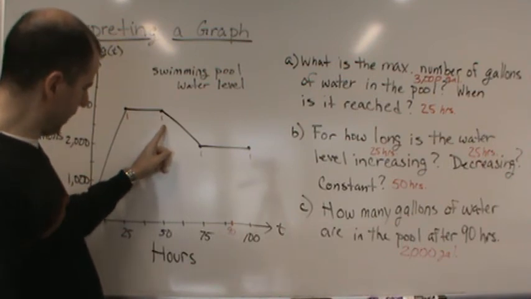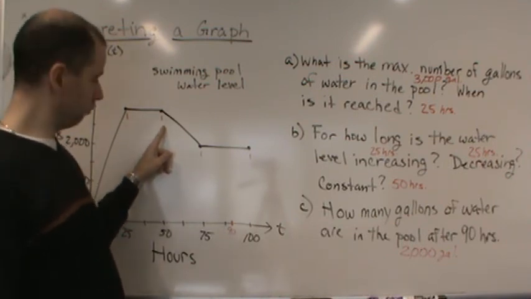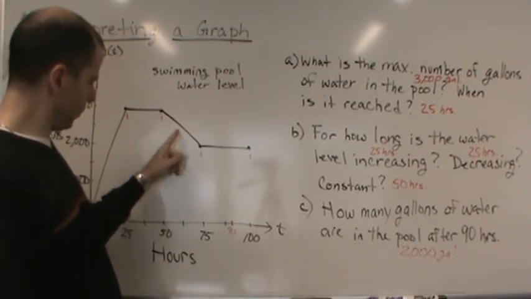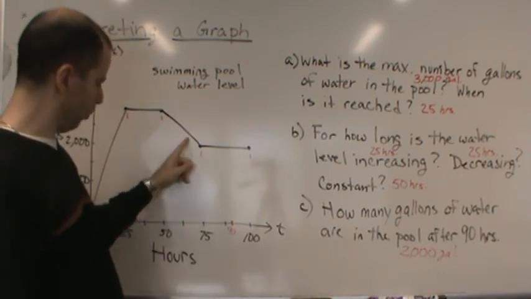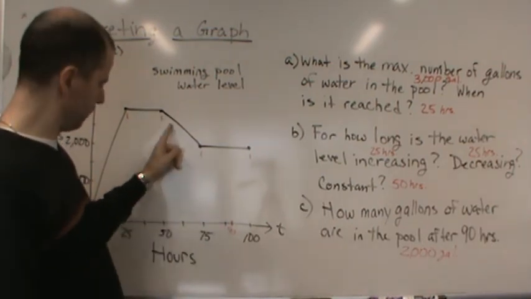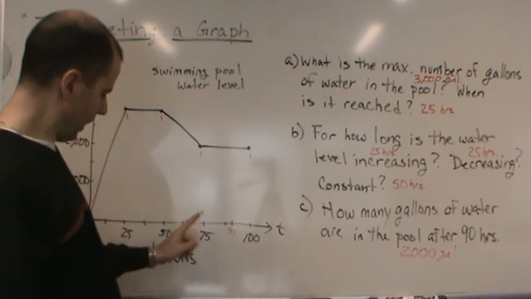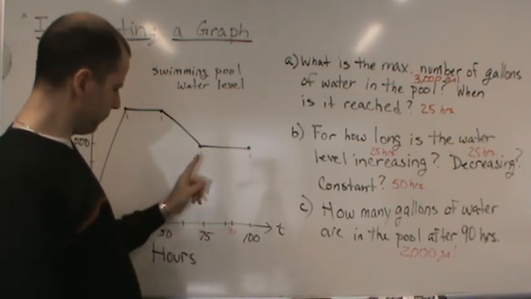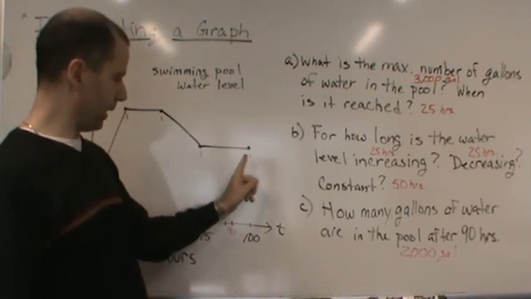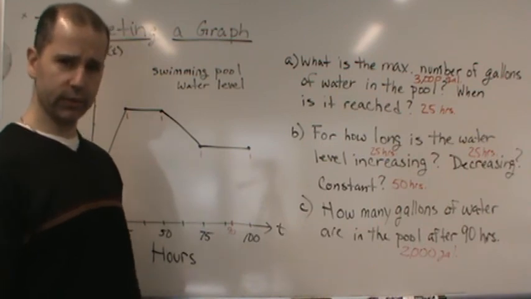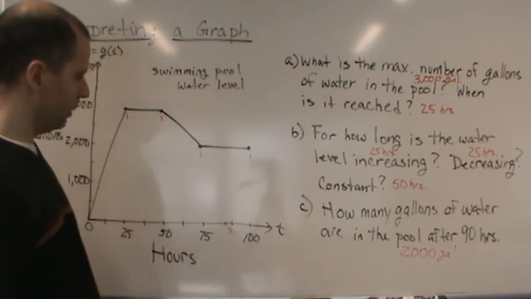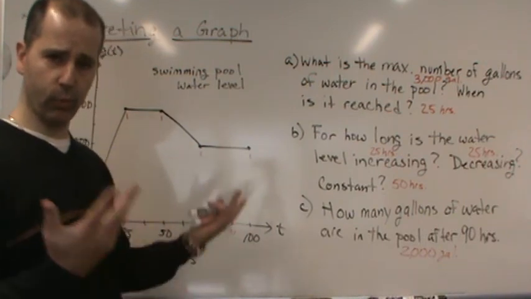Then after 50 hours, they started to drain the pool. This wouldn't account for evaporation, so they're draining the pool for whatever reason, it doesn't matter. They're draining the pool, so that would account for the decrease. And then 25 hours after that, they stop draining the pool, and from that point forward, the water level stays constant. That would be a good explanation for what's going on.